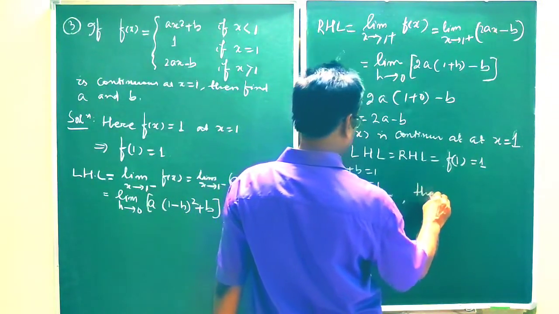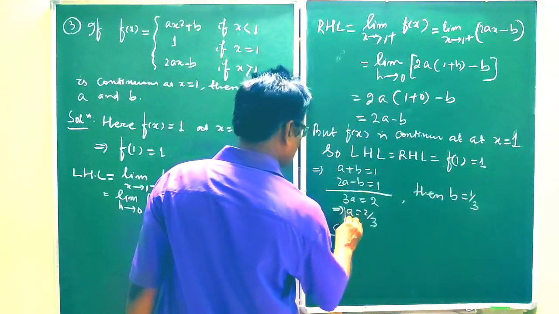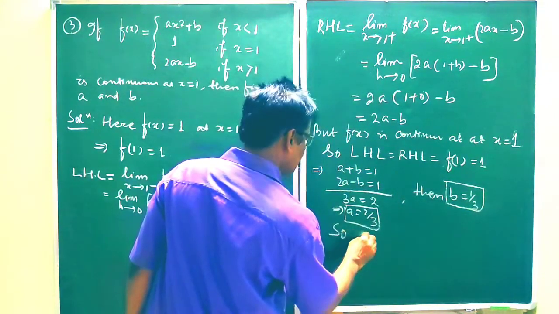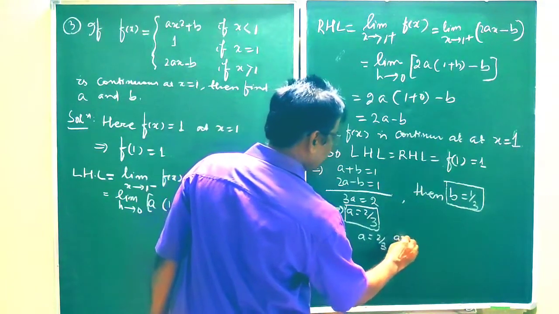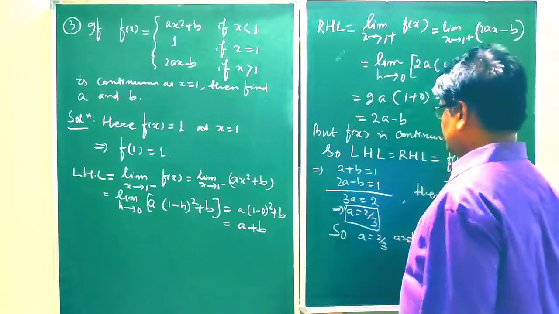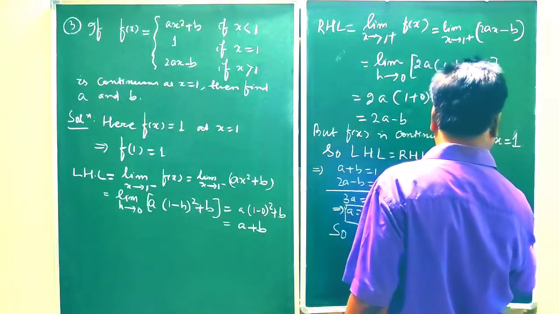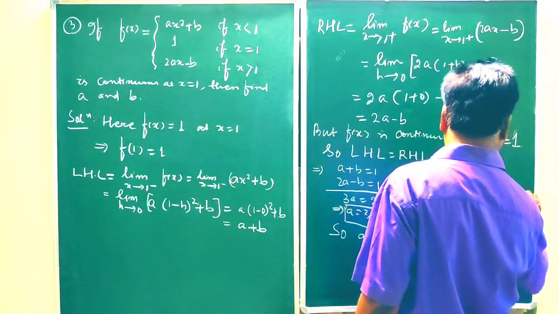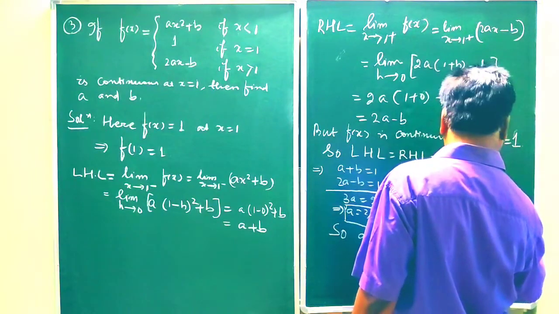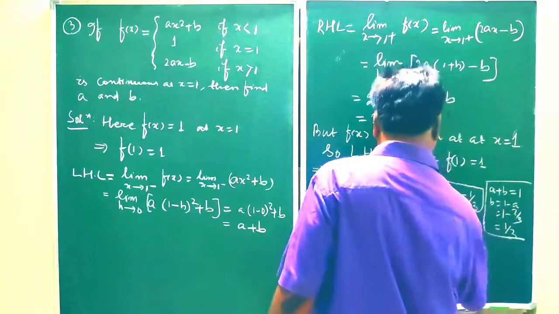Then b is equal to 1 by 3. So a is equal to 2 by 3 and b is equal to 1 by 3. b is equal to 1 by 3 because a plus b is equal to 1. Here a plus b is equal to 1, so b is equal to 1 minus a, which is equal to 1 minus 2 by 3, which is equal to 1 by 3. So that is the answer.